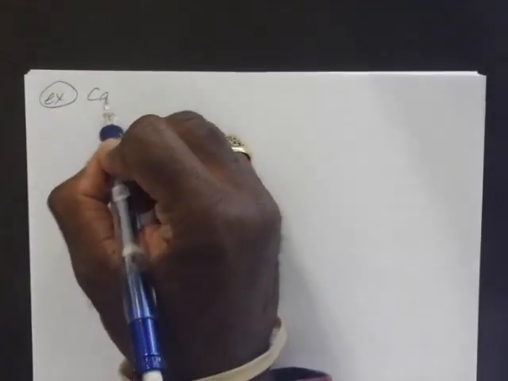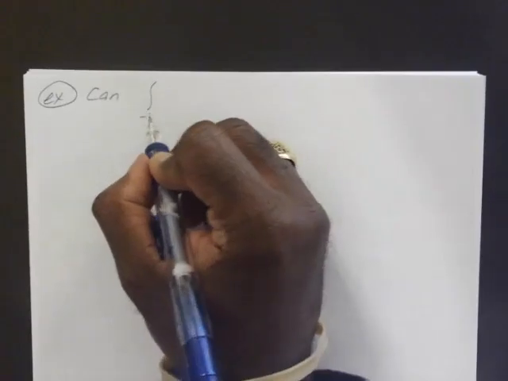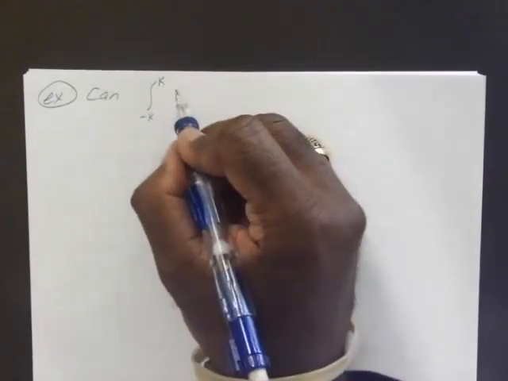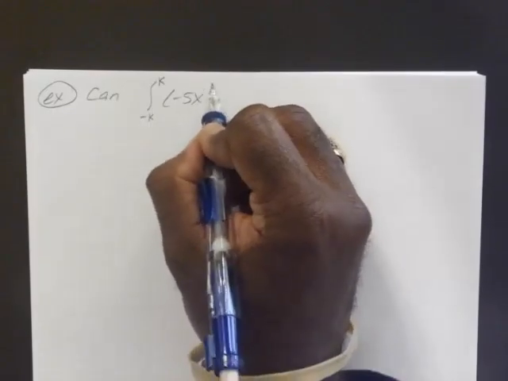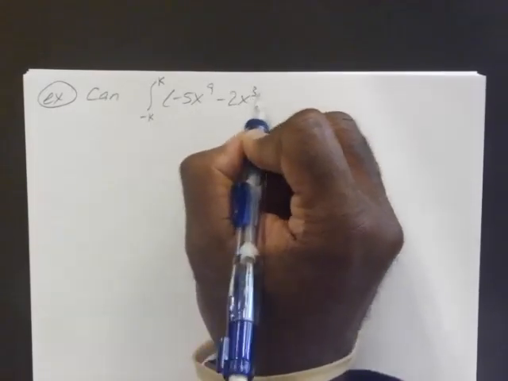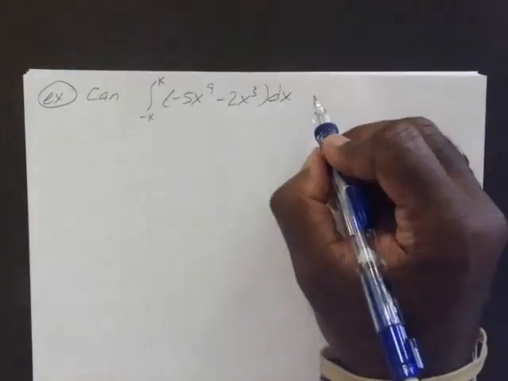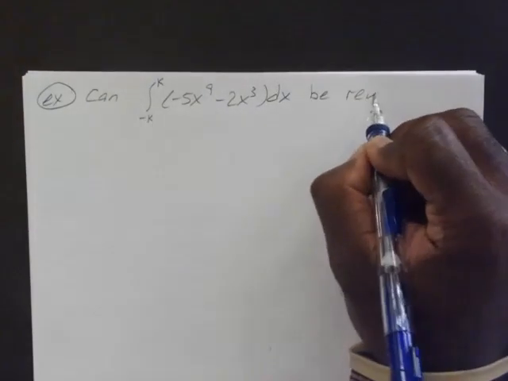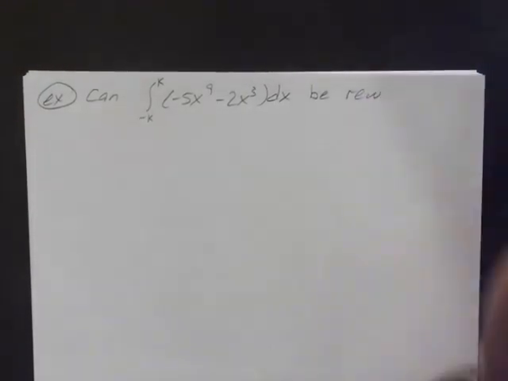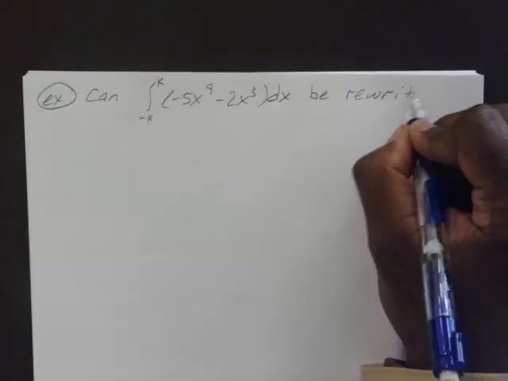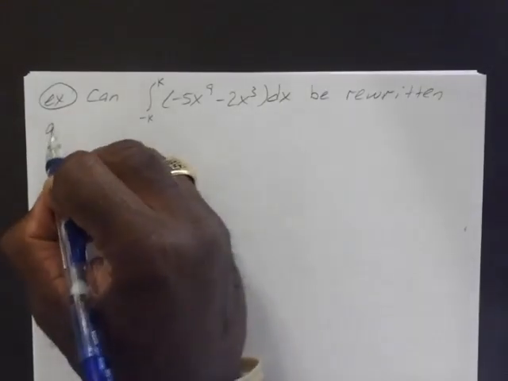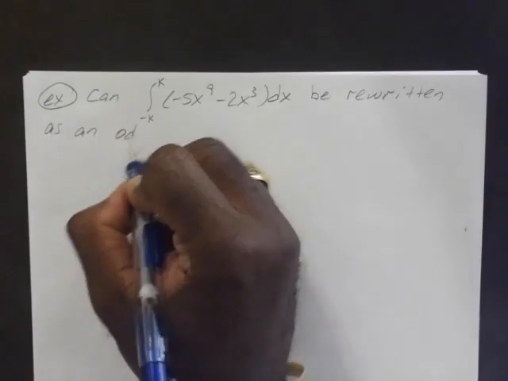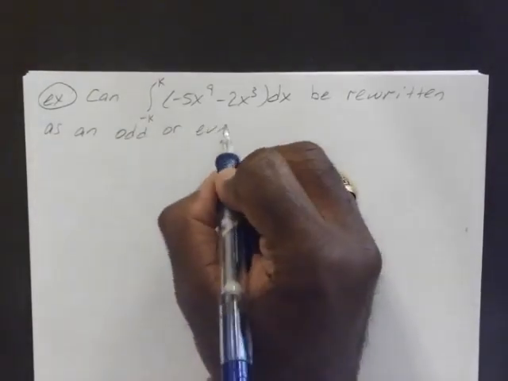All right. So let's say we want to know, can the integral from negative k to k of negative 5x to the 9th power minus 2x to the 3rd power with respect to x be rewritten as an odd or even integral.